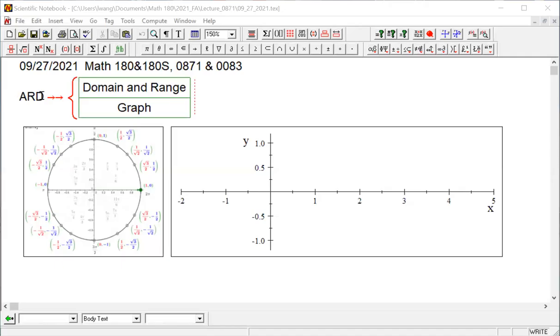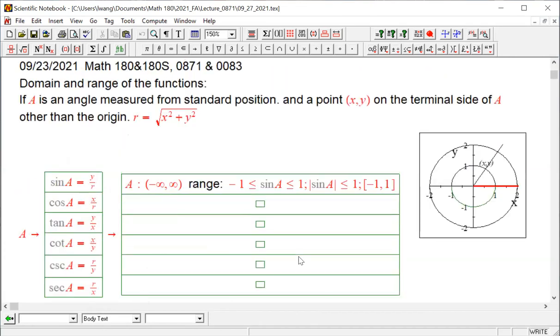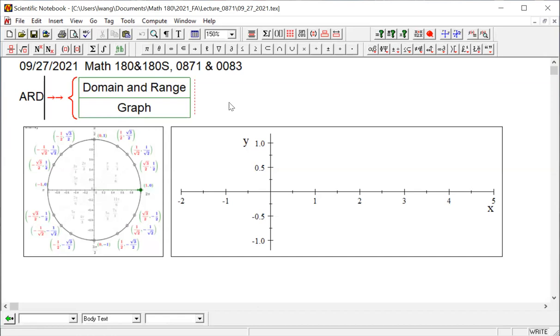Right? From ARD to domain and range. And we talked about that, from ARD, the domain for sine is all real numbers, and there are all these different forms. Okay, so today we're going to first recap on that.